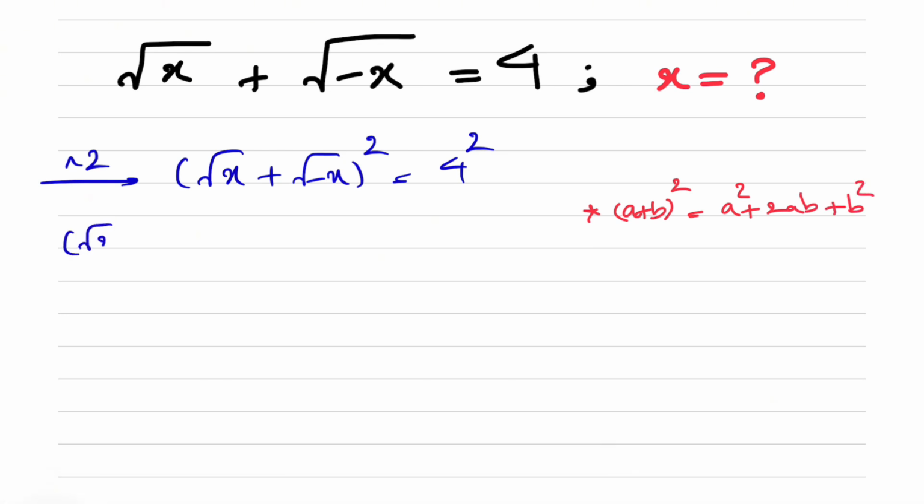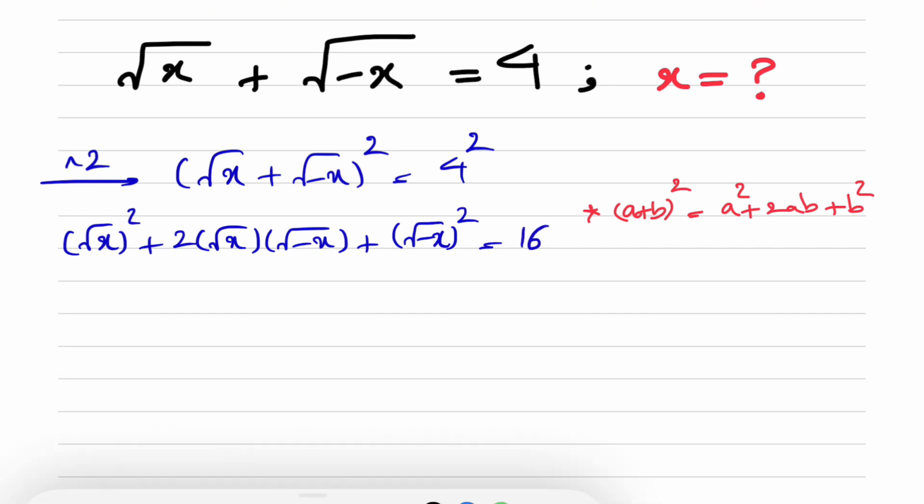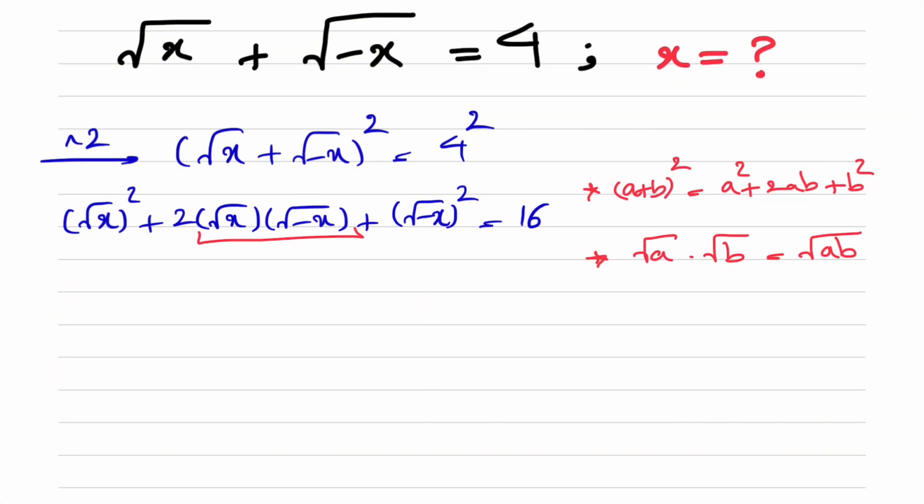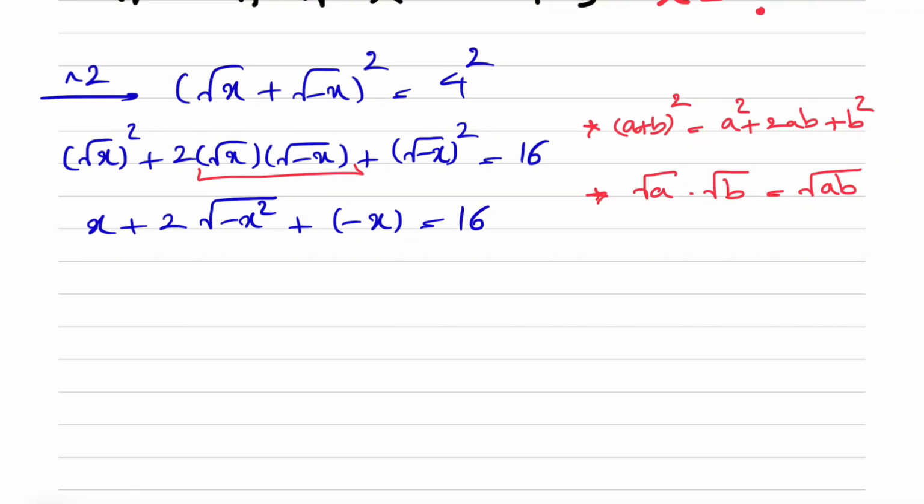So from the first one, we have the square root of x to the power of 2, plus 2 times the square root of x times the square root of minus x, plus the square root of minus x to the 2, is equal to 4 squared, which is 16. And we know when we have the square root of a times the square root of b, this is equal to the square root of ab, which is the case in here. So we get the square root of x to the power of 2, which will be x, plus 2 times the square root of x times minus x, which is minus x squared, plus minus x, is equal to 16, and this is going to be our first hint.